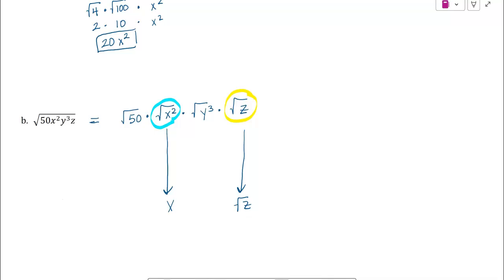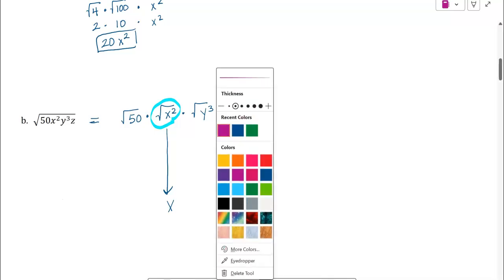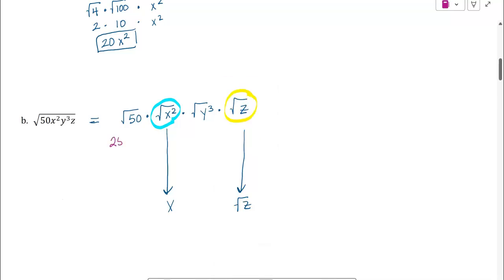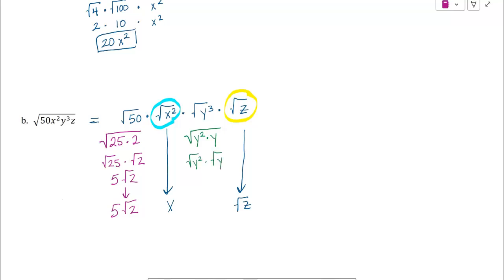Let's tackle 50 next. 50 is the same as 25 times 2. So I can split this up into the square root of 25 times the square root of 2, or 5 times the square root of 2. So that'll be this part. And then the last one is y cubed. If I rewrite this as, let's say, y squared times y, I can split this into the square root of y squared times the square root of y, so that this guy ends up being y, and I still have the square root of y.